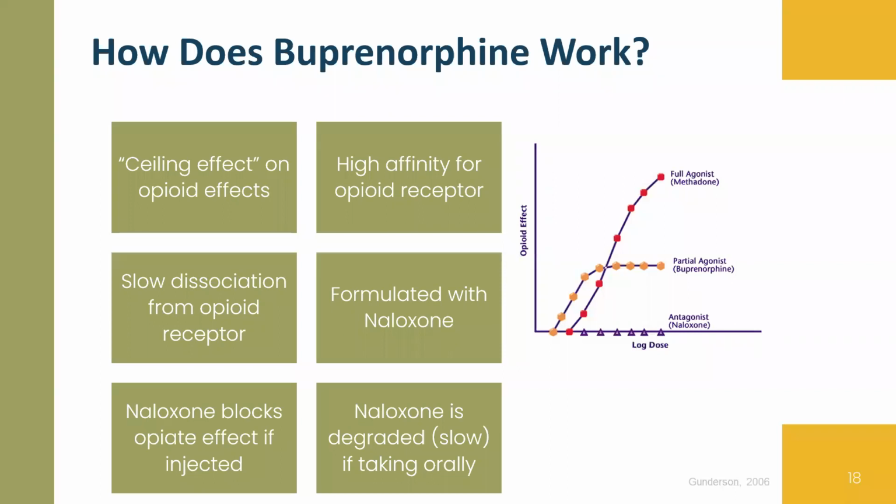In terms of how buprenorphine works, as you know, there is a ceiling effect, so the patient cannot get high. There's also the naloxone present that blocks the opiate effect if injected.